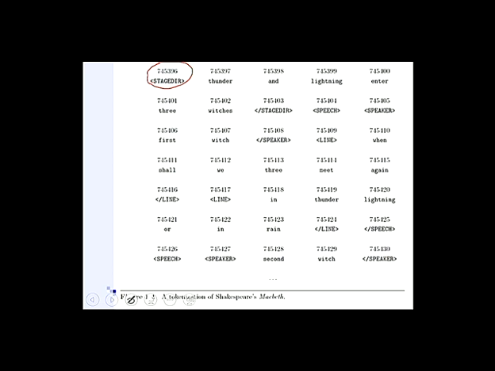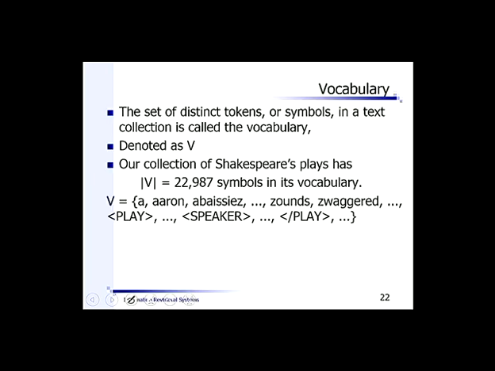So its number is this, 745,397 and so on and so forth. So it ends here. The next play will start from there onwards, right? So it is a very simple tokenization scheme.